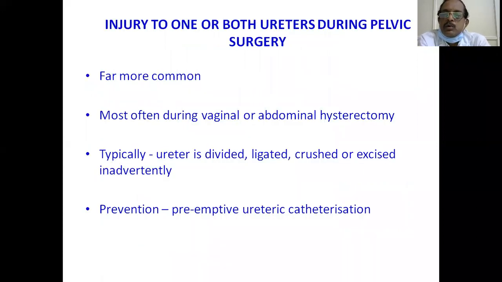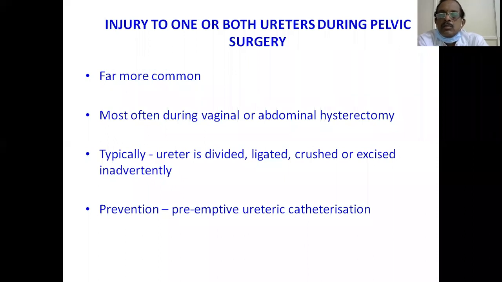Injury to one or both ureters during pelvic surgery is an important iatrogenic cause. This is far more common than ureteric injuries in blunt abdominal injury or penetrating trauma, because these surgeries are very frequently done.